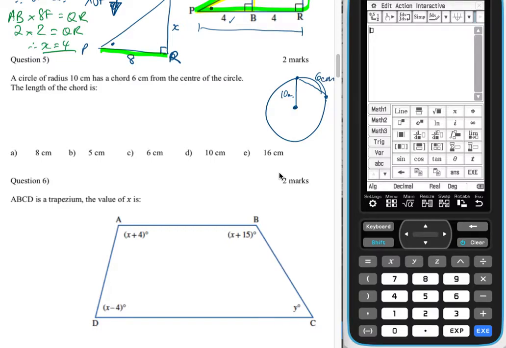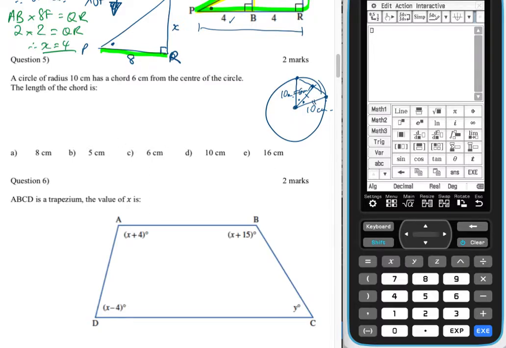Okay, from the center of a circle, so 10 centimeters. Now, what we need to do is work out, so we know that the chord is 6 centimeters from the center of the circle. So here that's 6 centimeters. Now we know that is equal to that, and this radius is equal to this radius.